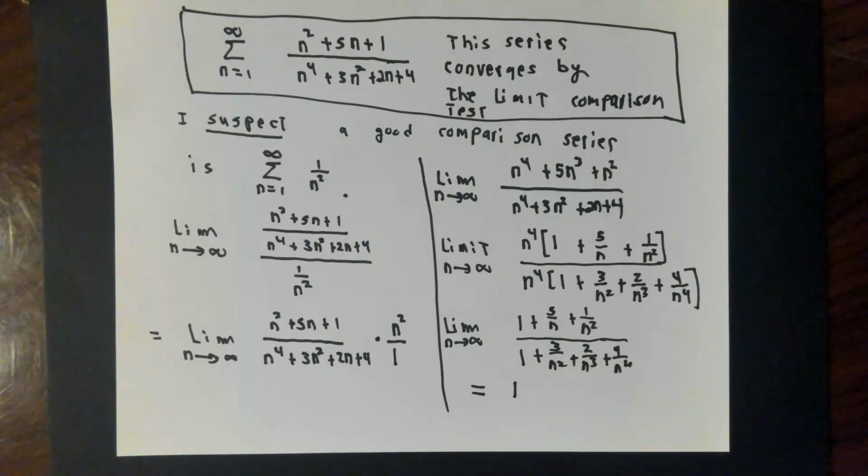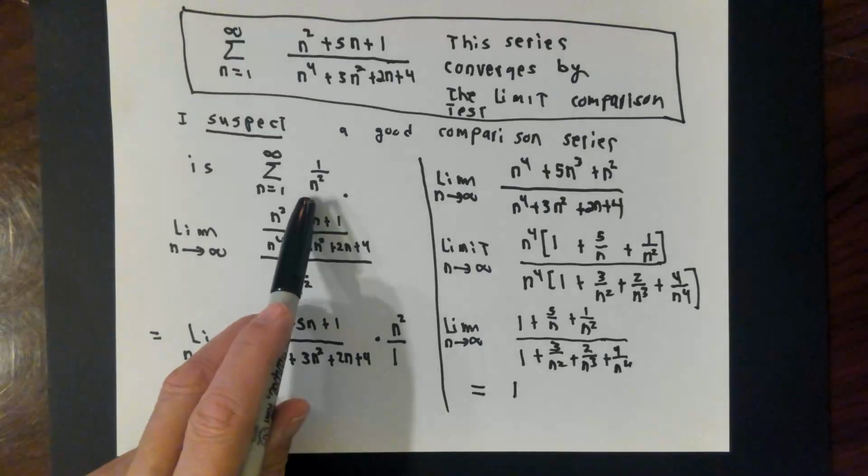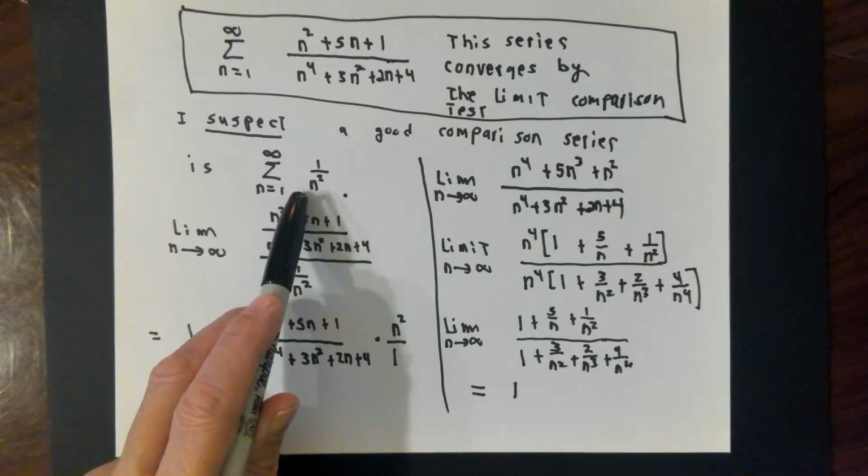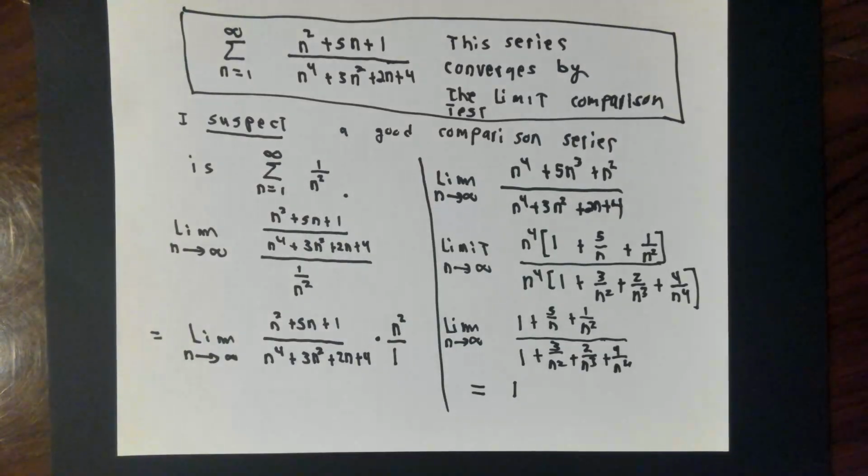If I had decided to use as my comparison the sum of 1 over n, or the sum of 1 over n cubed, I would have ended up with one of those two cases where the limit comparison test doesn't tell me anything. So I have to pick some reasonable comparison, but having done so, I just have to calculate a limit.